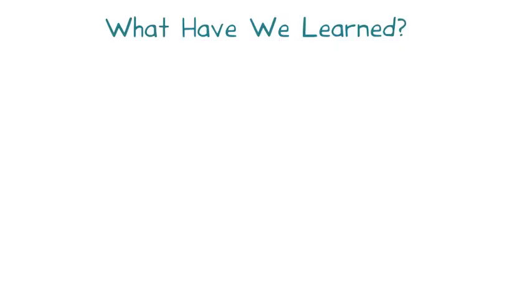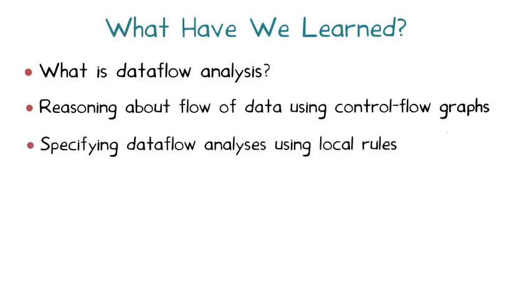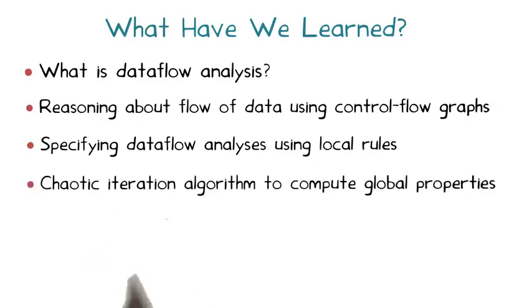Let's recap the main topics that we covered in this lesson. We introduced data flow analysis, a common kind of static analysis that enables us to reason about the flow of data in program runs. We learned how to reason about this flow of data using a program representation called a control flow graph, which concisely represents all runs of a program. We saw how a data flow analysis can be specified using local data flow rules or operations. We learned the chaotic iteration algorithm, which repeatedly applies such rules to compute global data flow properties.